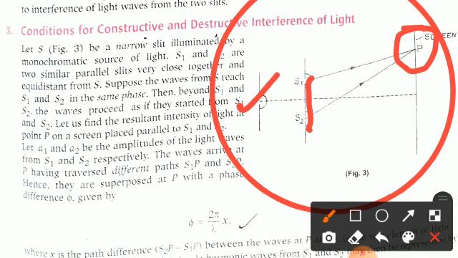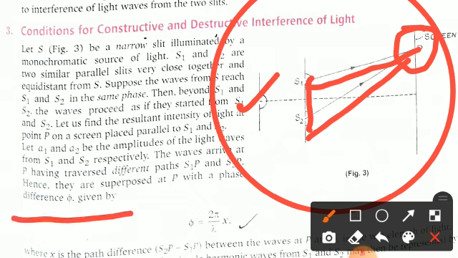On a screen placed parallel to S1 and S2, suppose A1 and A2 are the amplitudes of the light waves. From S1 and S2 respectively, the waves arrive at P having traversed different paths. Here you can see they are following the different paths S1P and S2P. Hence they are superposed at point P with a phase difference of phi. This phi is the phase difference.